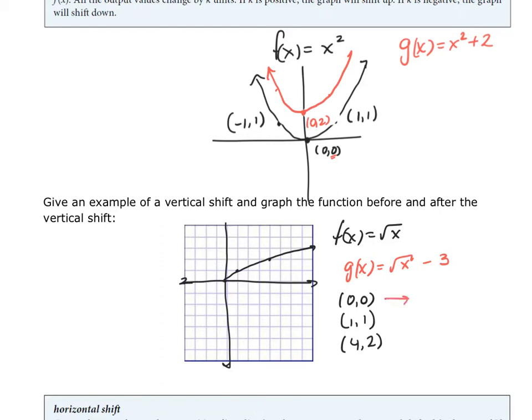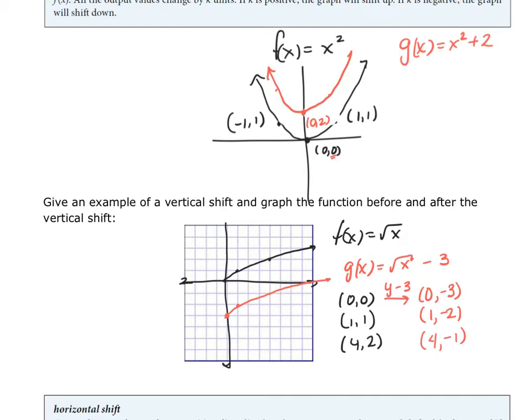So by doing a subtract 3, I take my y values and I subtract 3 from them. So that point goes from 0, 0 to 0, negative 3. This goes from 1, 1 to 1, and I take 3 from that, and so I get negative 2. And then, of course, I have 4, and I subtract 3 from 2, so I get negative 1. So this point is going to go down here, this point will go down here, and this point will go down here. And so that's what my graph is going to look like. That is my transformed graph.